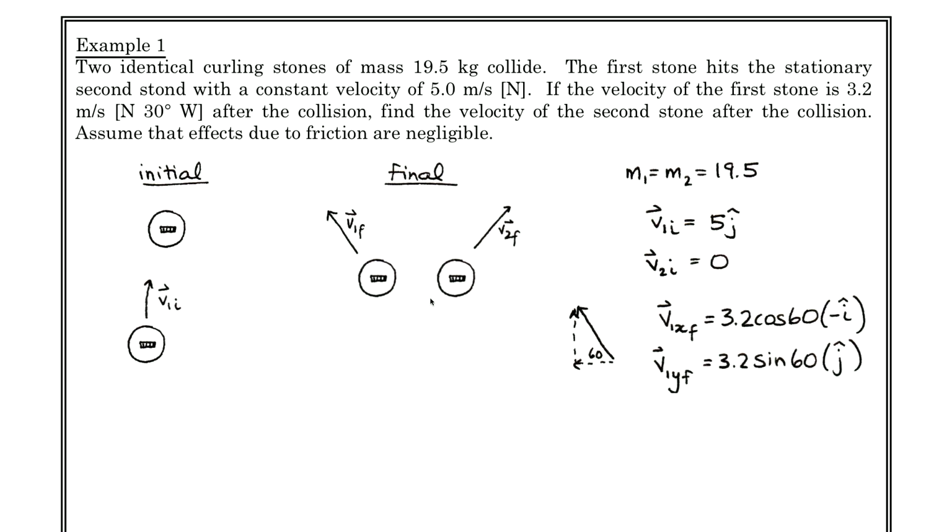This is negative i hat because this little velocity vector up here is in the negative x direction. Okay, so this little guy right here, in our standard coordinate system, is in the negative direction. So that's why we put the negative i hat there.